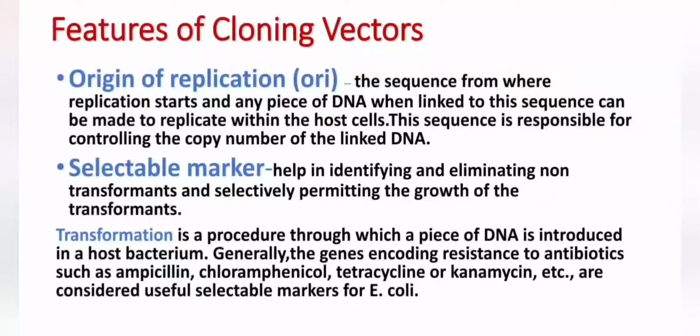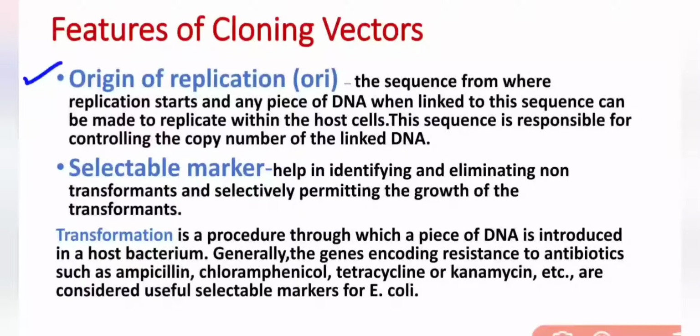Now what are the features of cloning vectors? First feature is origin of replication, that is the ORI region. All of the cloning vectors must possess the ORI region. ORI is the sequence of DNA from where the replication starts, and any piece of DNA, or we can say gene of interest, when it is linked to this sequence, it also gets replicated within the host cell. This sequence is mainly responsible for controlling the copy number of the linked DNA.